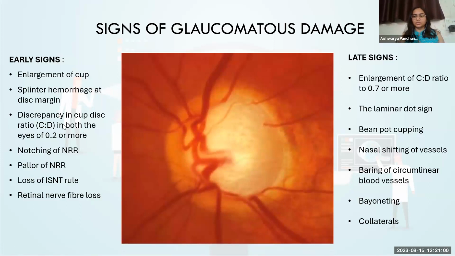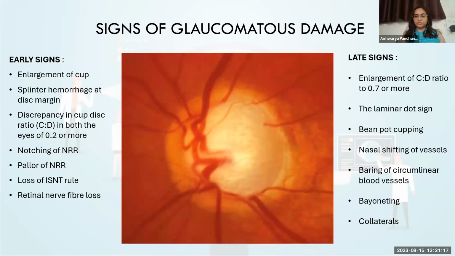Whereas the late signs include enlargement of the CD ratio to 0.7 or more, as we can see in the picture, laminar dot sign, the gray dot seen in the cup, the bean pot cupping, nasal shifting of vessels, barring of the circumlinear blood vessels, bayoneting, and development of collaterals.